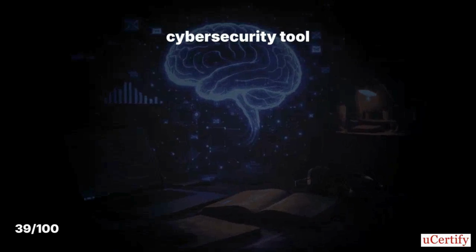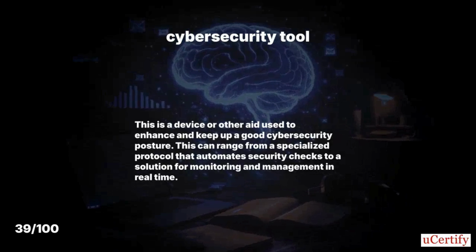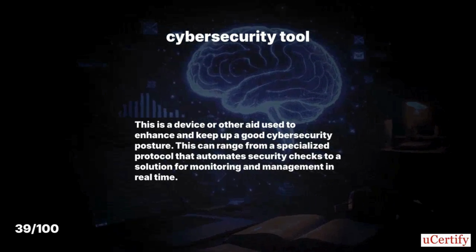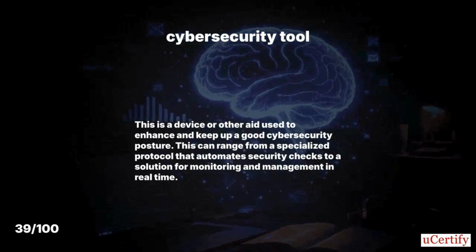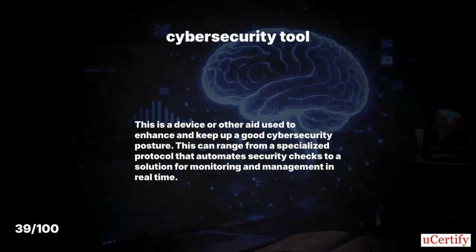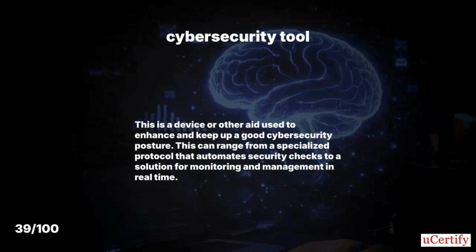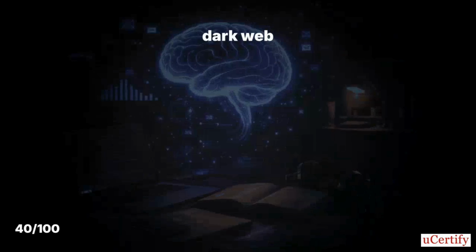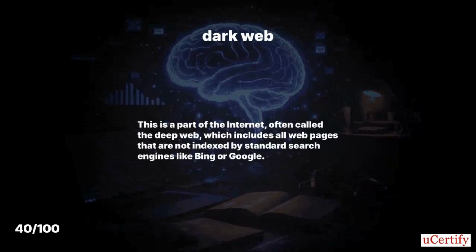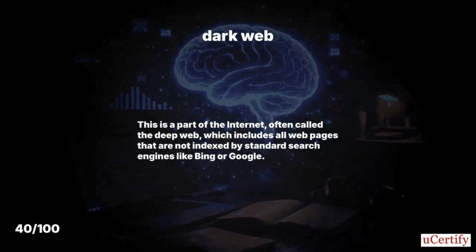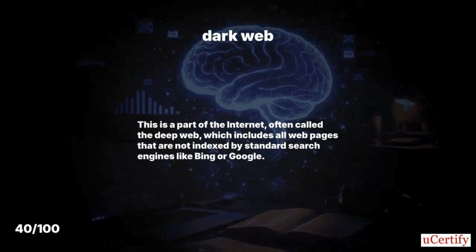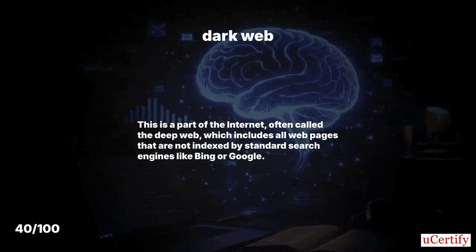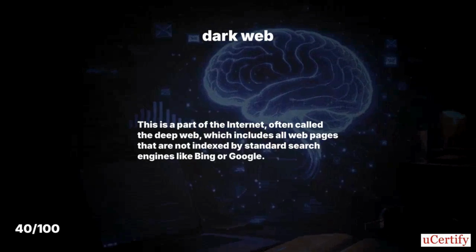Term: cybersecurity tool. Definition: this is a device or other aid used to enhance and keep up a good cybersecurity posture. This can range from a specialized protocol that automates security checks to a solution for monitoring and management in real time. Term: dark web. Definition: this is a part of the Internet, often called the deep web, which includes all web pages that are not indexed by standard search engines, like Bing or Google.